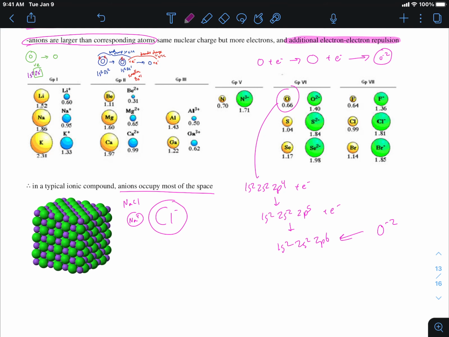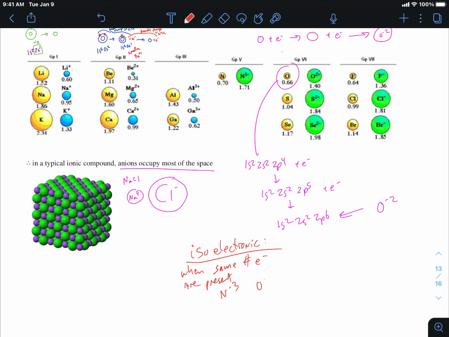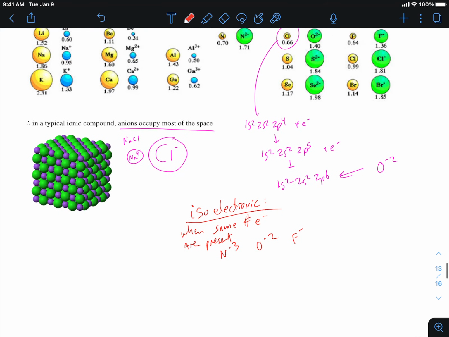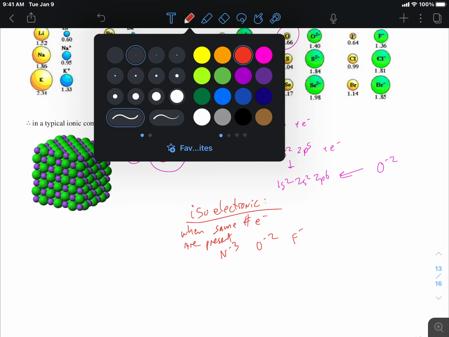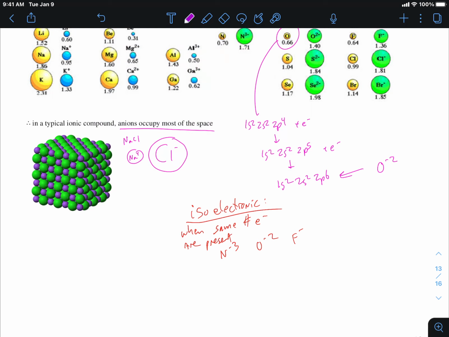Now, another term we could apply here that might come up now and then is isoelectronic. And that is when the same number of electrons are present. Okay, so N3-, O2-, and F- are considered isoelectronic. All right, if I said, how many electrons does N3- have? It's nitrogen, but it has 3 additional electrons. So how many is that? It should be 10, right? Nitrogen has 7 on its own plus 3, so it's 10 electrons. Oxygen has 8 on its own, plus 2 electrons, so it's 10. And fluorine has 9 on its own, plus 1 is 10 electrons. So these all have the same number of electrons.